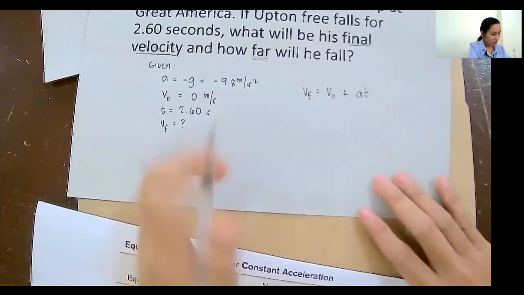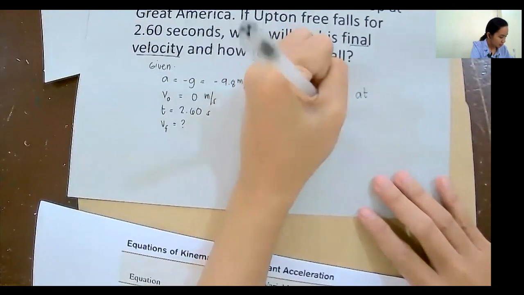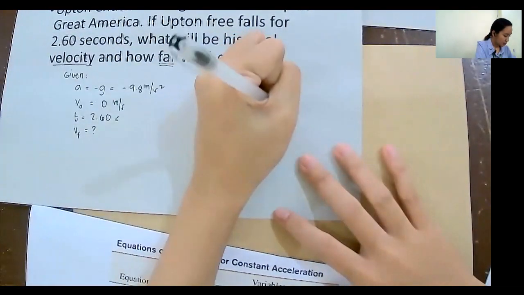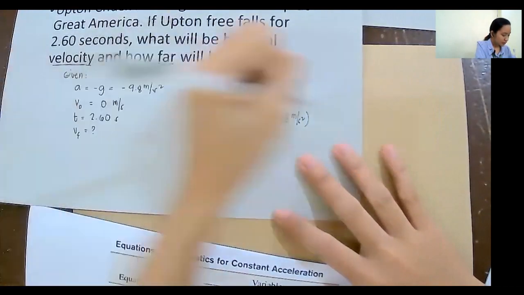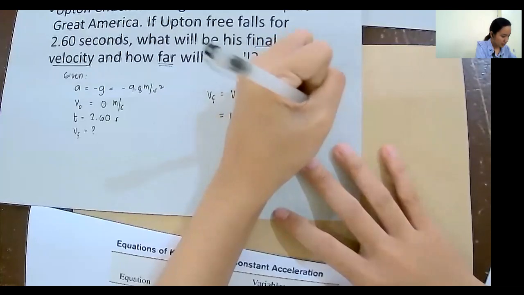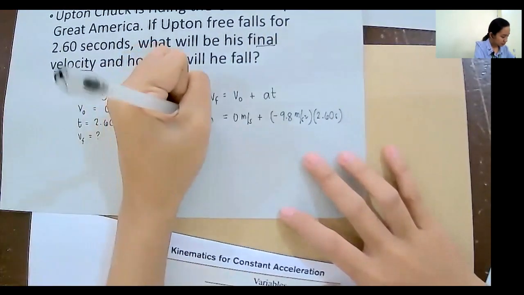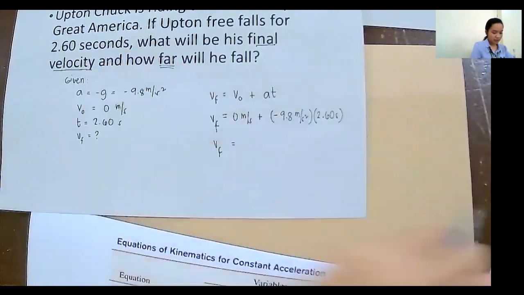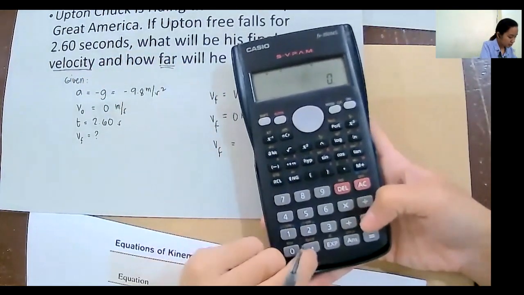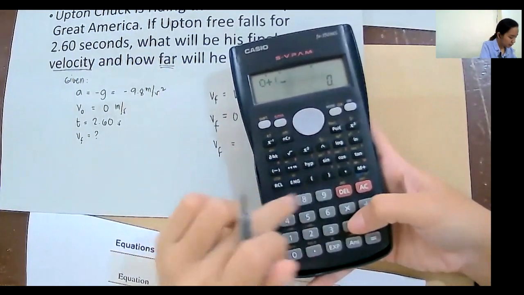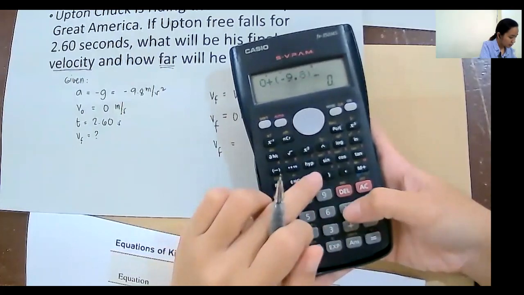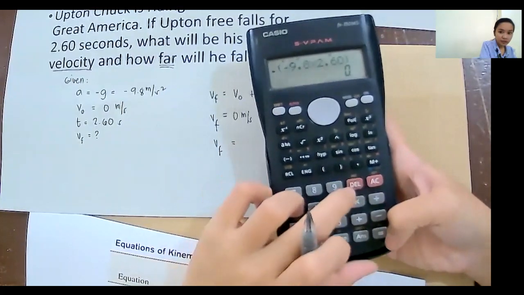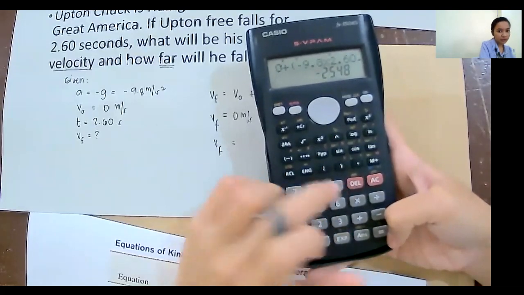Now all you have to do is substitute the values you have here. Your v naught is 0 plus your negative 9.8 meter per second squared times your time, that's 2.6 seconds. So your final velocity now is 0 plus negative 9.8 times 2.6 seconds. So you have negative 25.48.